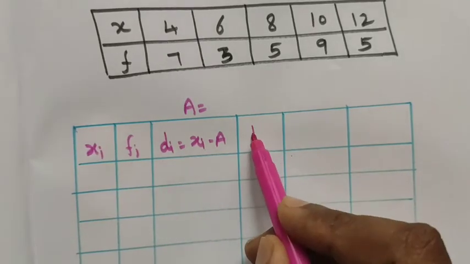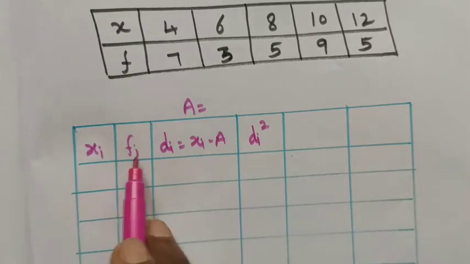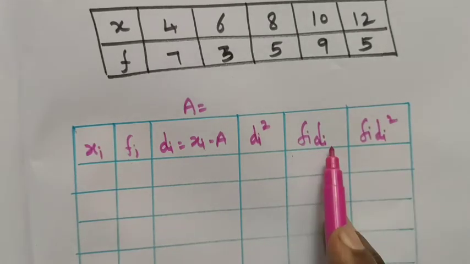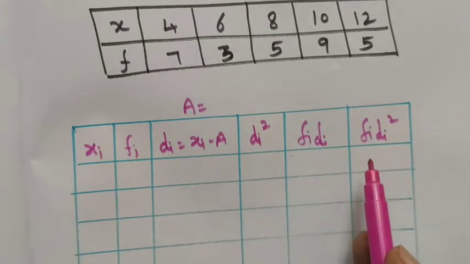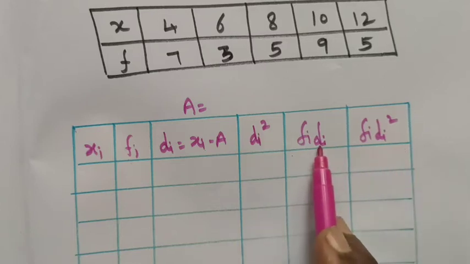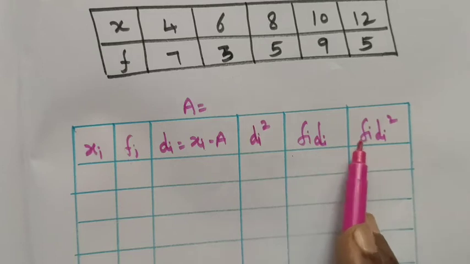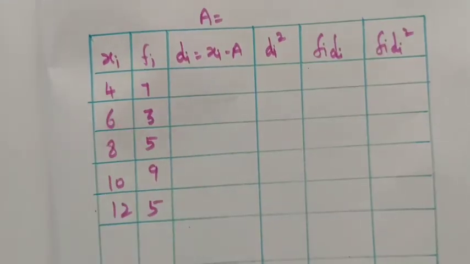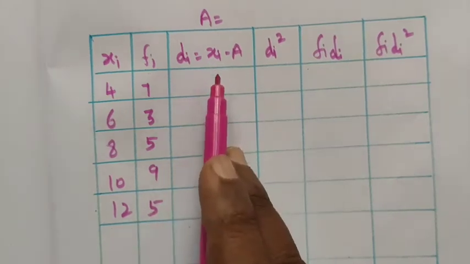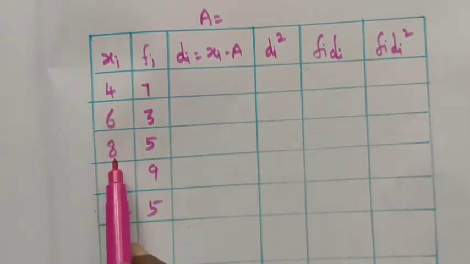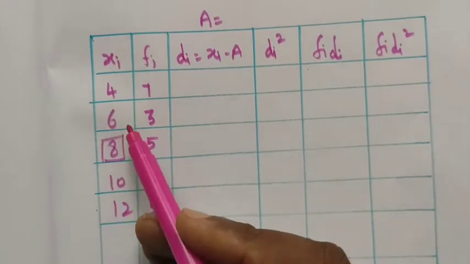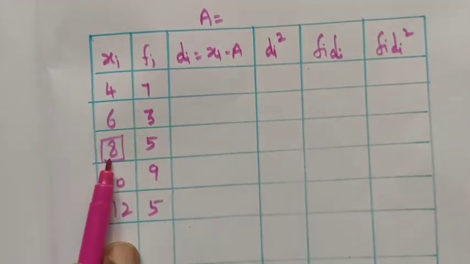And then I additionally use di square, fi di and fi di square, because in standard deviation we have root of summation fi di square divided by n minus summation fi di divided by n whole square. So we want to find the summations and the frequency fi. Here I enter the given data x and f. Now we choose the assumed value, which should be selected nearer to the middle value. Here we have 5 data, so select the middle value, or otherwise we can choose any one of the numbers from x.